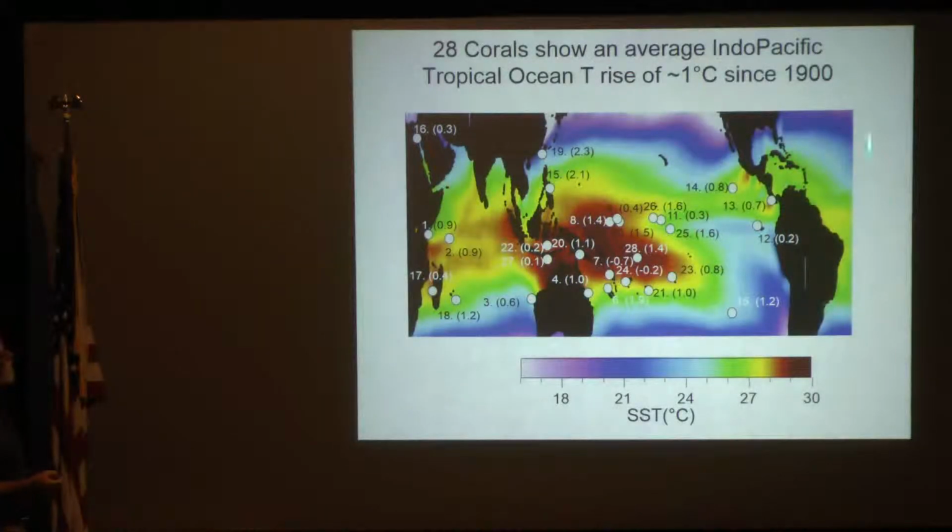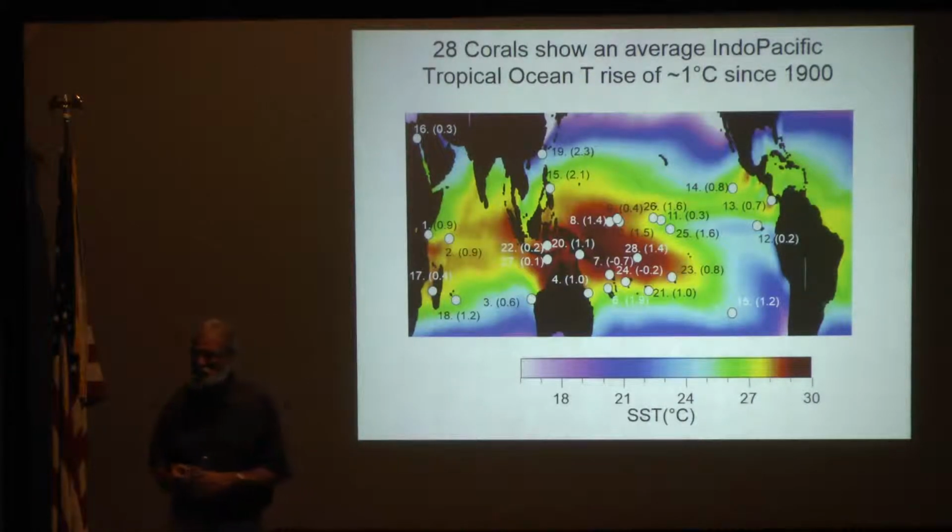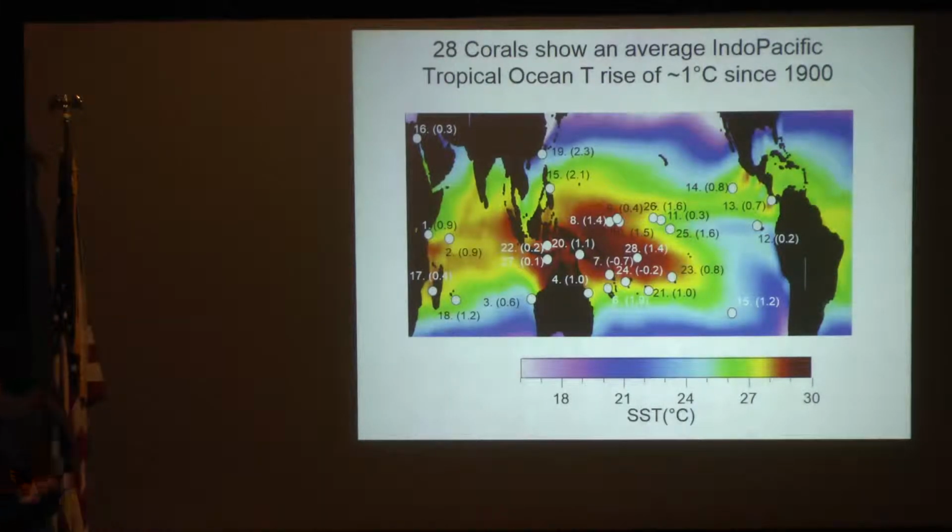Okay, and this is the last coral slide. I pulled together all the published records of temperature change since the year 1900. This is all from corals, and they're all in the ocean. We do have some instrumental data at some of these sites, but very few sites provide instrumental data that goes back more than 40 or 50 years.